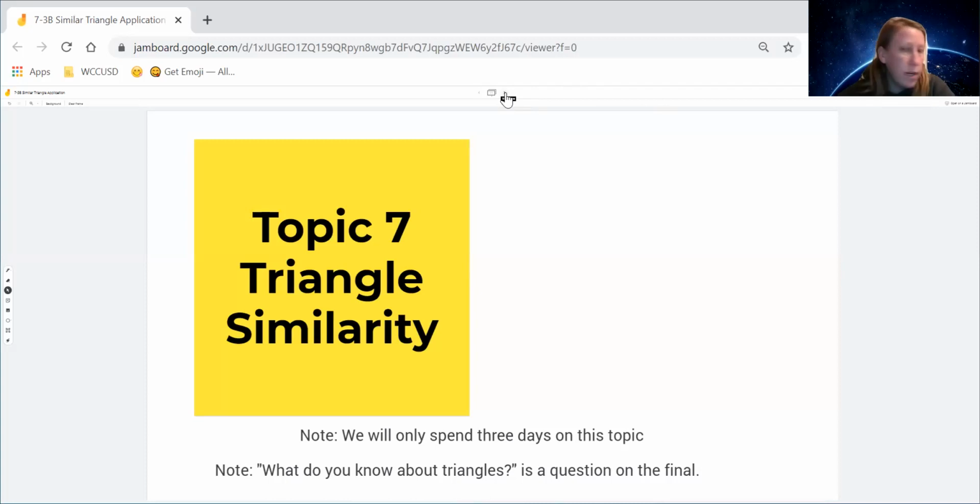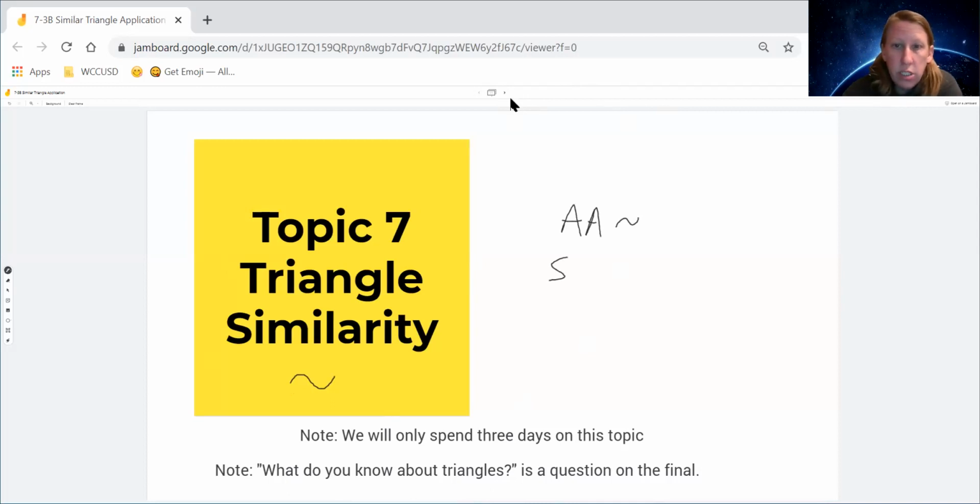Continuing to talk about triangle similarity. Remember, the symbol for similar is this. We've talked about 3 different ways to prove that triangles are similar. You can show that 2 pairs of angles in both triangles are congruent. That means the triangles are similar.